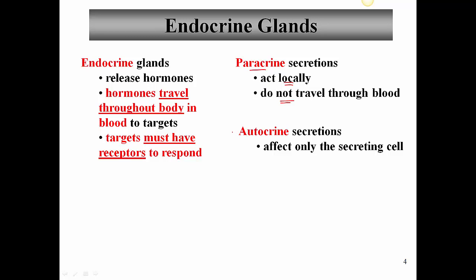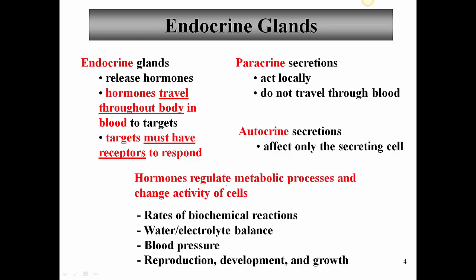We also have secretions that we can term autocrine. This means that one cell secretes something that affects the same cell that secreted it. This is a major mechanism that lymphocytes of the immune system use to control their activity, and this is called autocrine secretion. Now, as I said before, hormones regulate metabolic processes and change activities of cells.